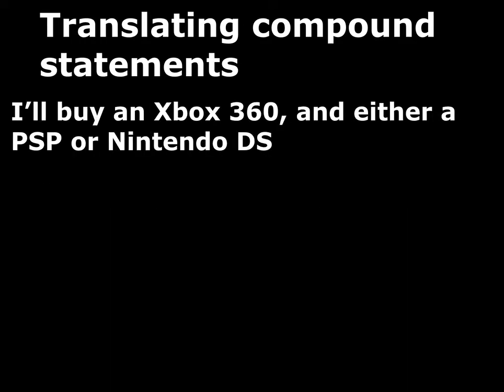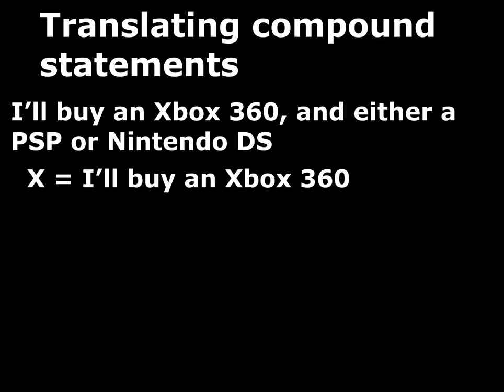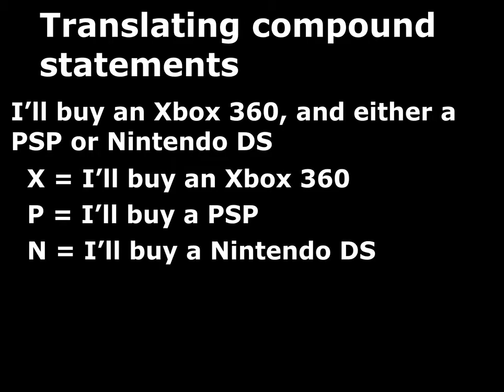Next up, I'll buy an Xbox 360, comma, and either a PSP or Nintendo DS. 3 atomic statements. None of these are negated. So we have I'll buy an Xbox 360, I'll buy a PSP, I'll buy a Nintendo DS.